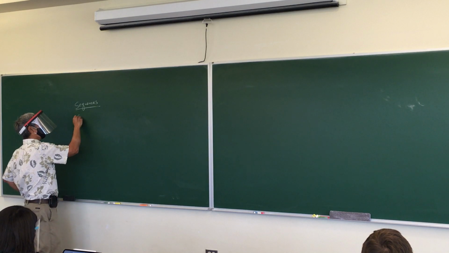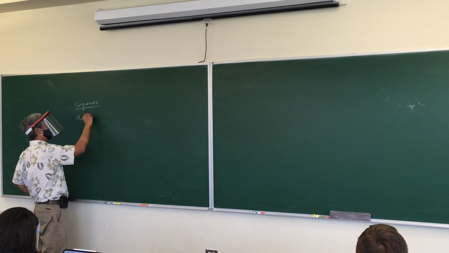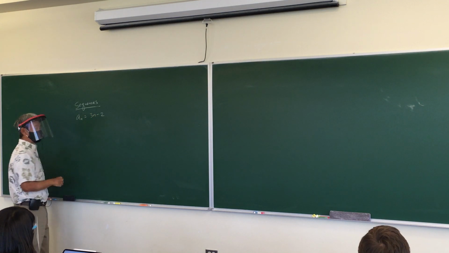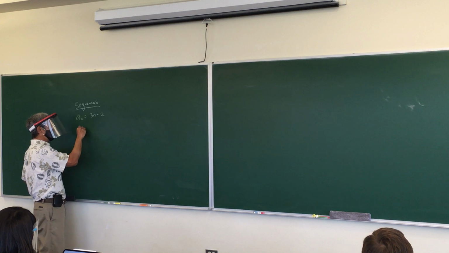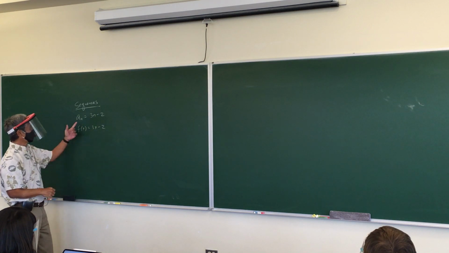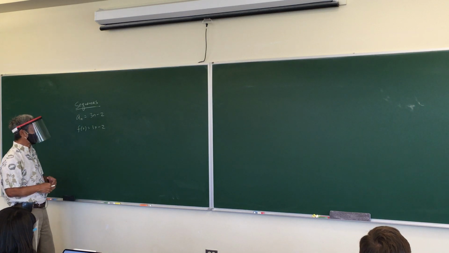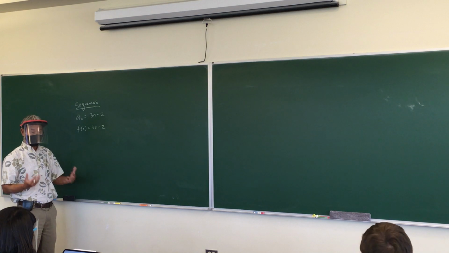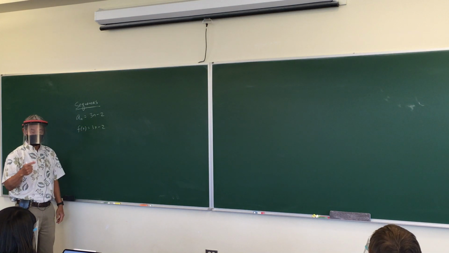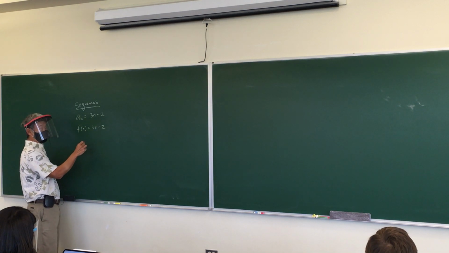So sequences kind of look like this. A sub n equals, let's just do a simple one, 3n minus 2. That's the same thing as f of x is equal to 3x minus 2, except the reason why we use n is because the domain is the positive integers. So if I ask you, write out the first 5 terms of this sequence, what would you do? You plug in 1, 2, 3, 4, 5. So if you plug in 1, you get what? You got to be able to plug in numbers, you know.